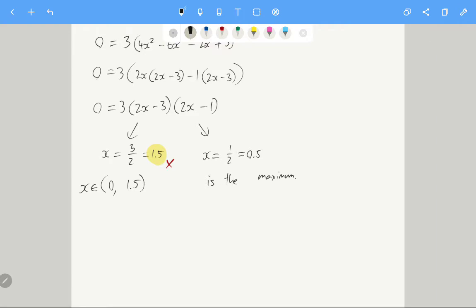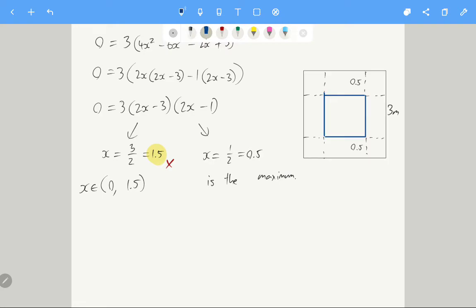Now that we know what x is, we also need to work out what the dimensions of the box are going to be. So let's go back to our picture. Alrighty, so we know that 0.5 is going to be the height of this box after we do the cutaway. And since we're taking 0.5 off twice, that means this inner is going to be 2 meters. So the eventual box we're going to end up with after folding is going to have dimensions 2 by 2 by 0.5 meters.